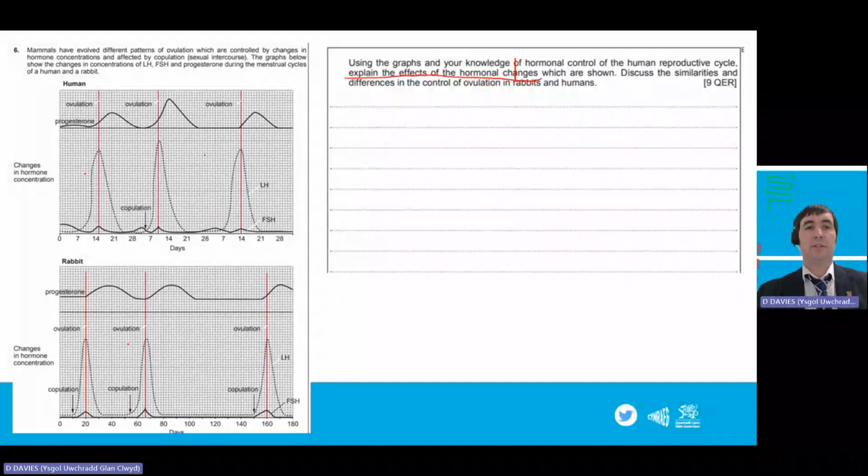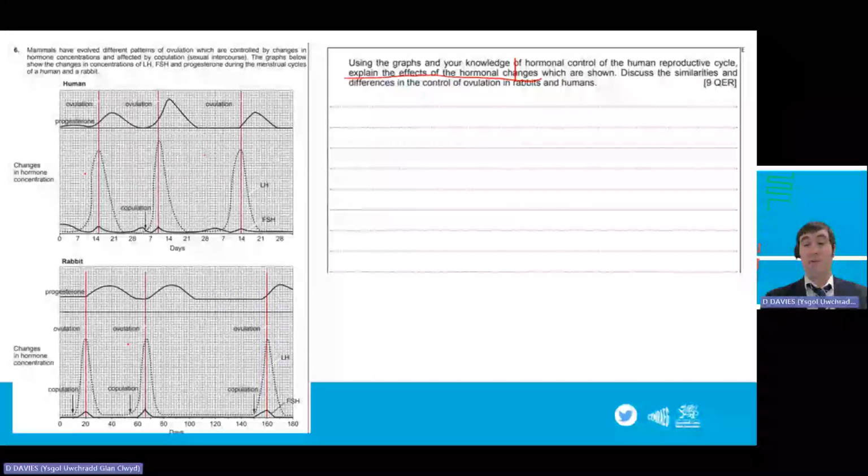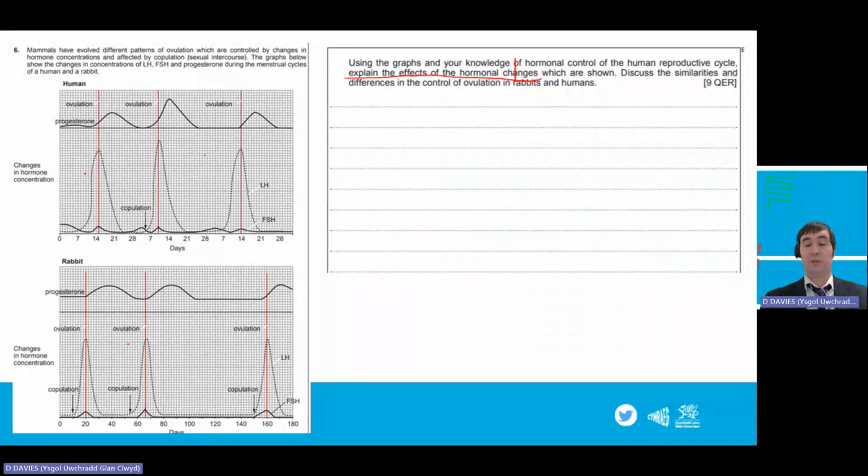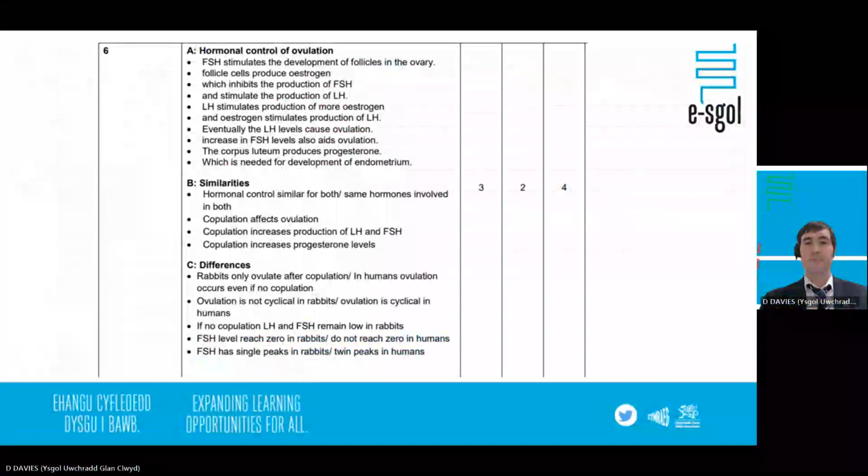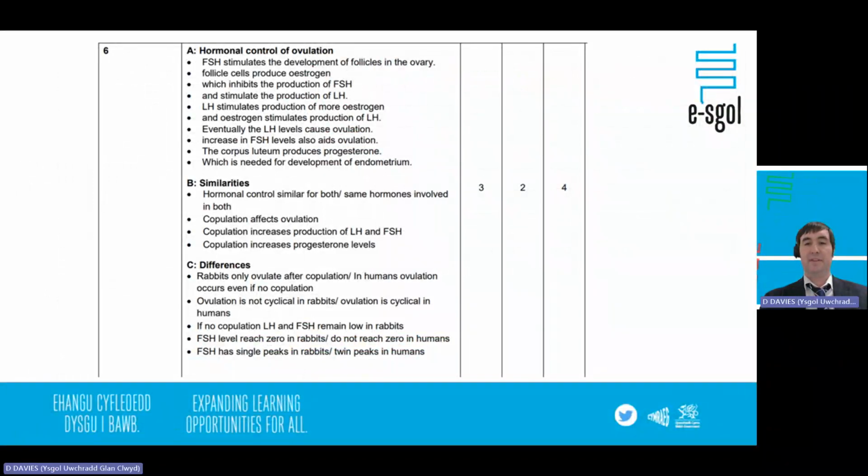Okay, so I'd like you to stop the video now and I'd like you to have a bash at that question for me, and then when you have finished you can restart the video and I will show you the mark scheme. Okay, so mark scheme coming up now. Okay, so remember these types of mark schemes, it's not one marking point, one mark. Okay, you will need at least half of those to get into the middle band.